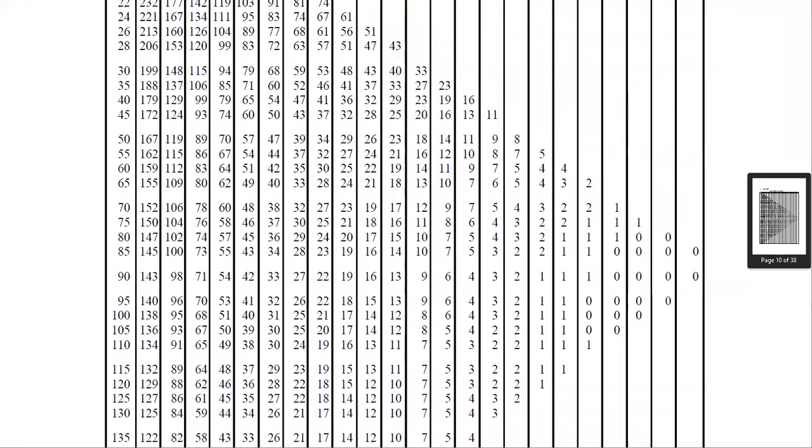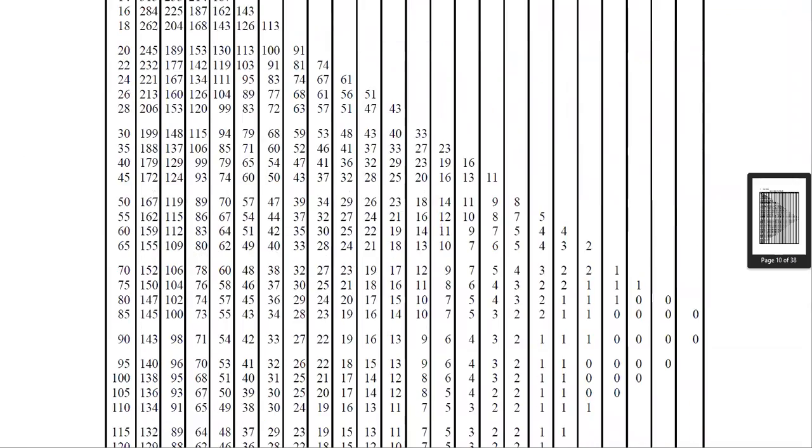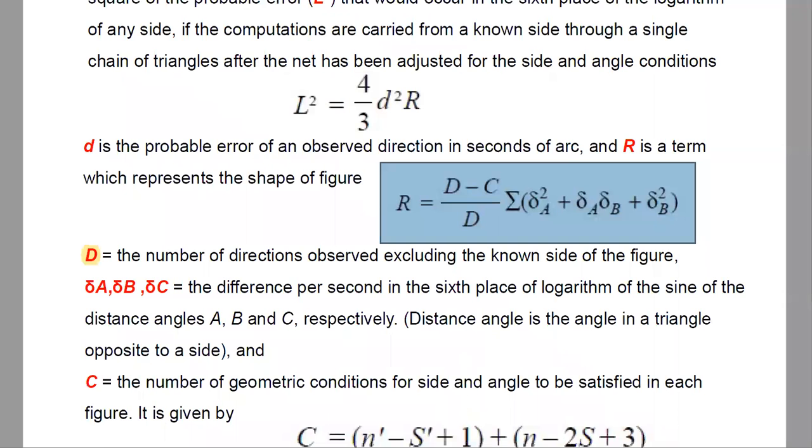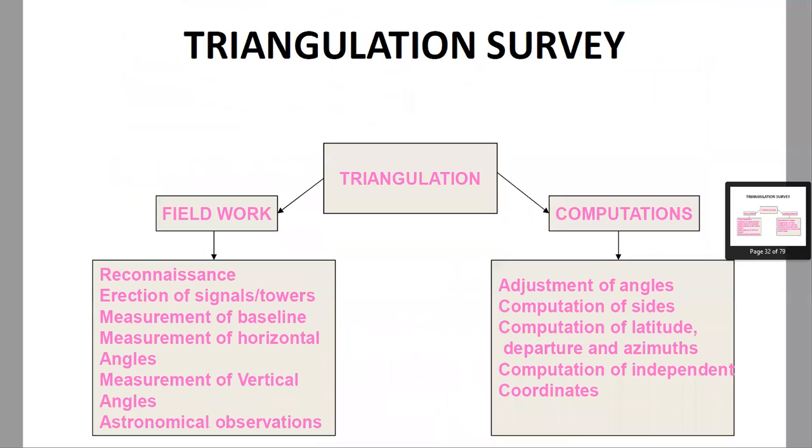Here you can see from this table. Okay, these values we can find out using this table. So now we are comfortable in finding out the strength of figure for any geometry. Okay, so we'll proceed. We'll find out the other steps involved during triangulation.